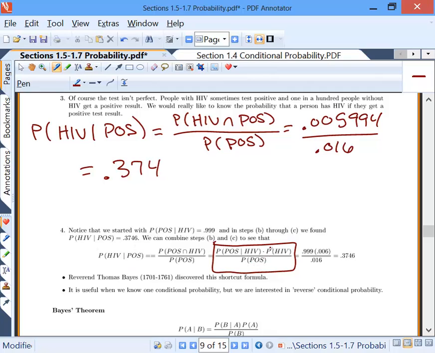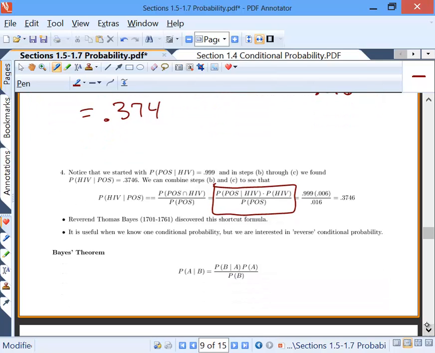And Thomas Bayes in the 1700s discovered this shortcut formula, and he said rather than going through the two steps, I can jump straight to this step every time. And so we get Bayes' theorem, one of our most famous theorems. Okay? So it's the probability of A given B is equal to the probability of B given A times the probability of A divided by the probability of B.